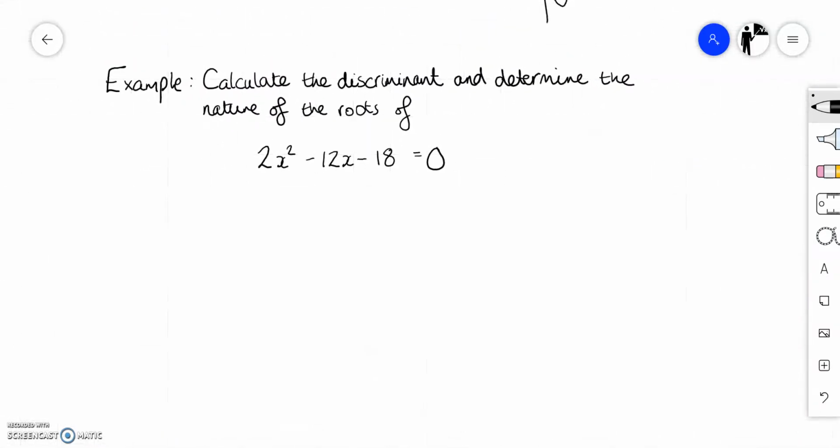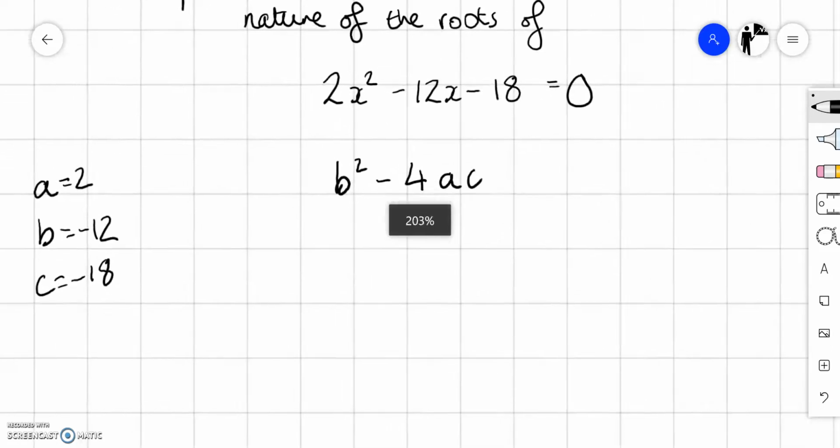Calculate the discriminant and determine the nature of the roots. Well, this one's really walked us through here. It's told us exactly what we need to do. So we want to calculate the discriminant. So it's b squared minus 4ac. We've got a is 2, b is minus 12, c is minus 18. So we'll substitute these values into our equation.